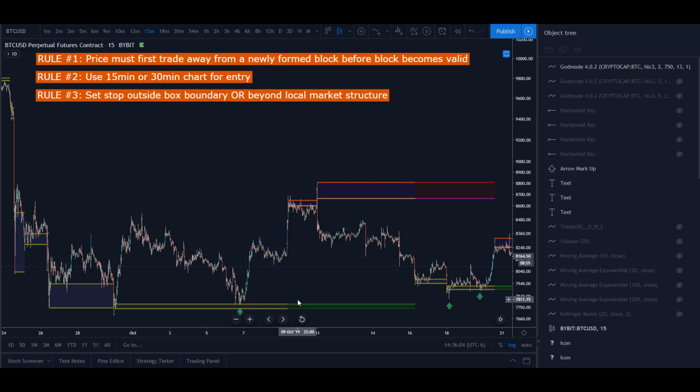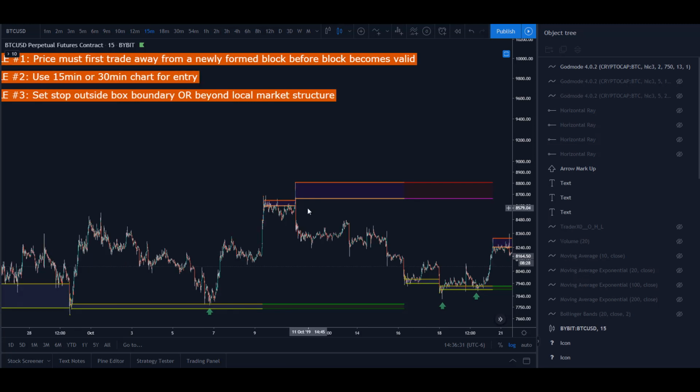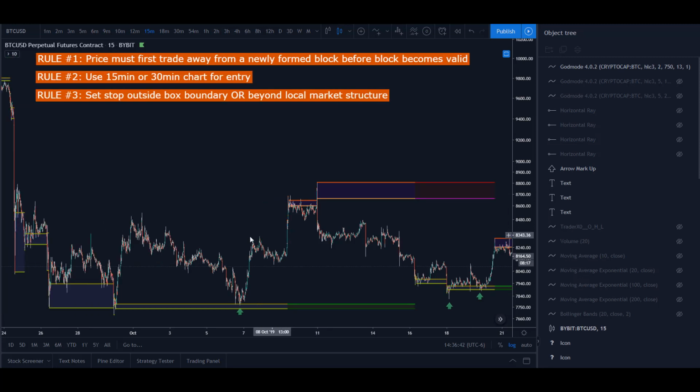Now, when I do say trade away, anything like this even is a trade away. This part here does not look like it traded away to me. I would want to see some gap like this before I would consider it to be traded away. And this would also not really be a valid setup, and the reason why is because of this wick here that punched through the outside of the box.